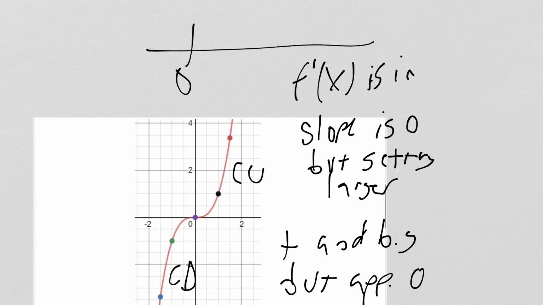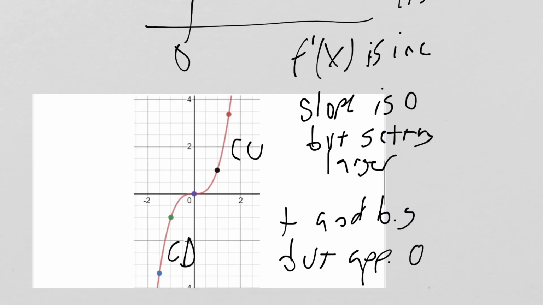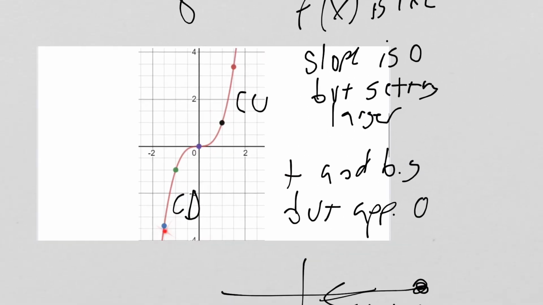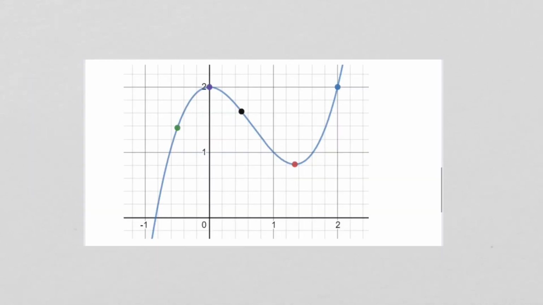f prime is increasing, which implies that f double prime is positive, which means that our function should be concave up, right? So it switches from being concave down to being concave up. Okay, another one that starts as being concave down and switches to concave up, and we don't have to do the whole table again this time.